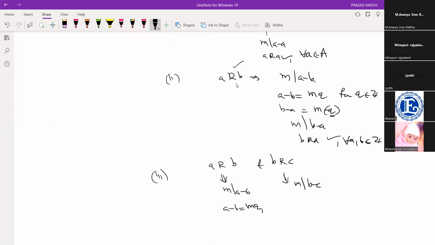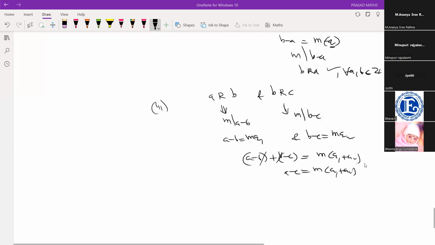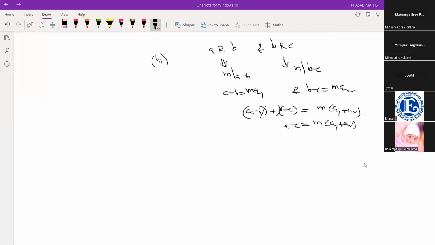A minus B equals M into Q1 for some integer. B minus C equals M into Q2 for some integer. Therefore, just add these two equations. What do you get? A minus B plus B minus C equals M into Q1 plus Q2. The B's cancel. A minus C equals M into Q1 plus Q2. Therefore, A minus C can be written as M into some integer. Therefore, M divides A minus C. Whenever this happens, A is related to C.